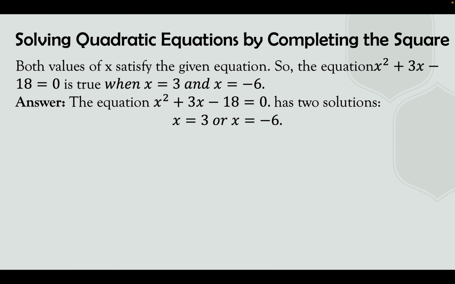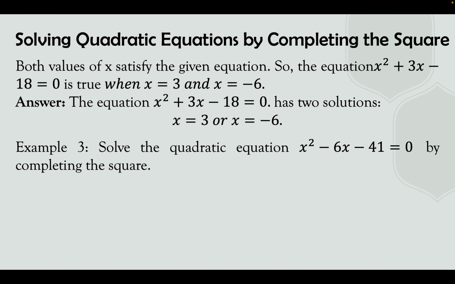Both the values of x satisfy the equation. So the equation x squared plus 3x minus 18 equals 0 is true when x is equal to 3 and x is equal to negative 6. So that means the given equation has two solutions, that is x equals 3 or x equals negative 6. Example number 3, solve the equation x squared minus 6x minus 41 equals 0 by completing the square.